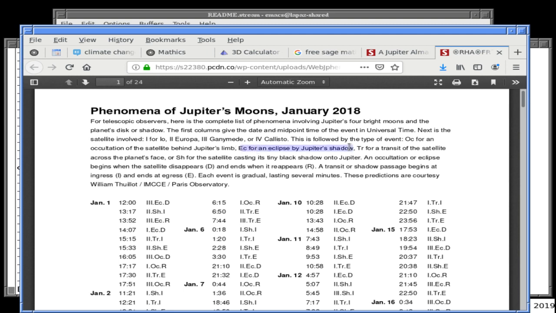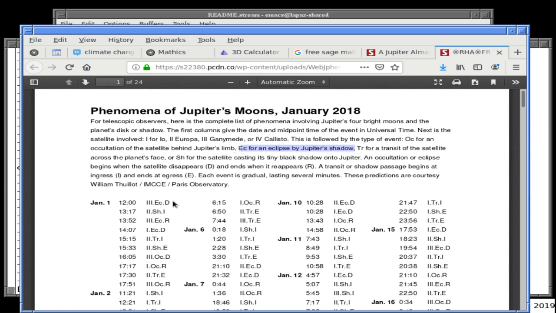okay, so this is the thing we're interested in. EC for an eclipse by Jupiter's shadow. That is a lunar eclipse on Jupiter, a solar eclipse on the target moon, and just darkening of that moon for everywhere else in pretty much the universe.